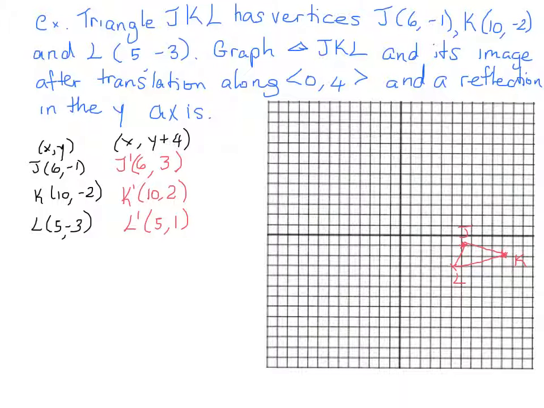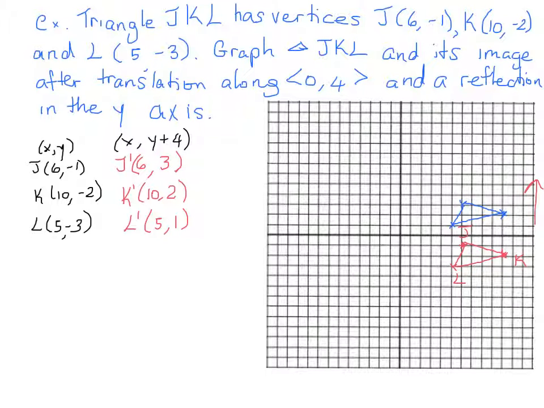And so as you can see, everything is moving up. The translation is in this direction. All right, so I'm going to pick a different color and plot those points. So we have 6, 3. So that is about right here. And 10, 2. So that is somewhat right here. And 5, 1. That's right here. And we've translated our triangle up 4 units.